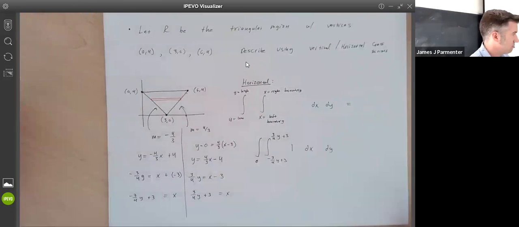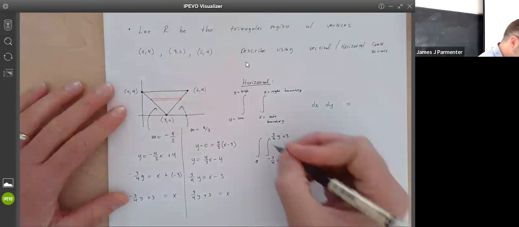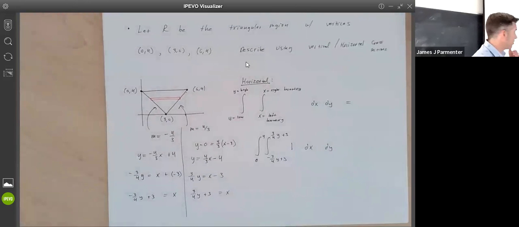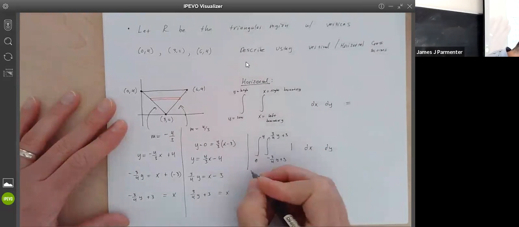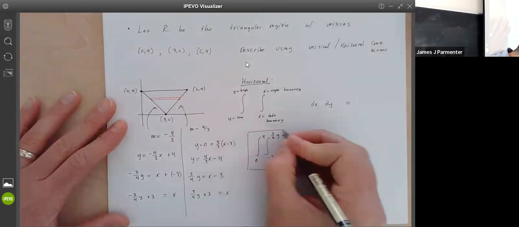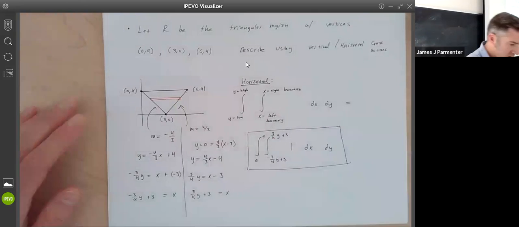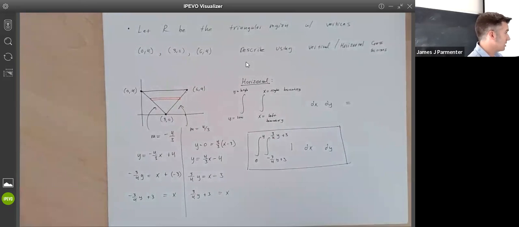How high can it go? Right, that's it. The lowest y value of that region is 0. The highest y value of that region is 4. We're done, and that's all this question is asking for. This is how we are describing the region using horizontal cross sections. It's not asking us to evaluate this integral, because if you evaluate that integral, you would just get the area of the triangle, which we could find in a less complicated way.